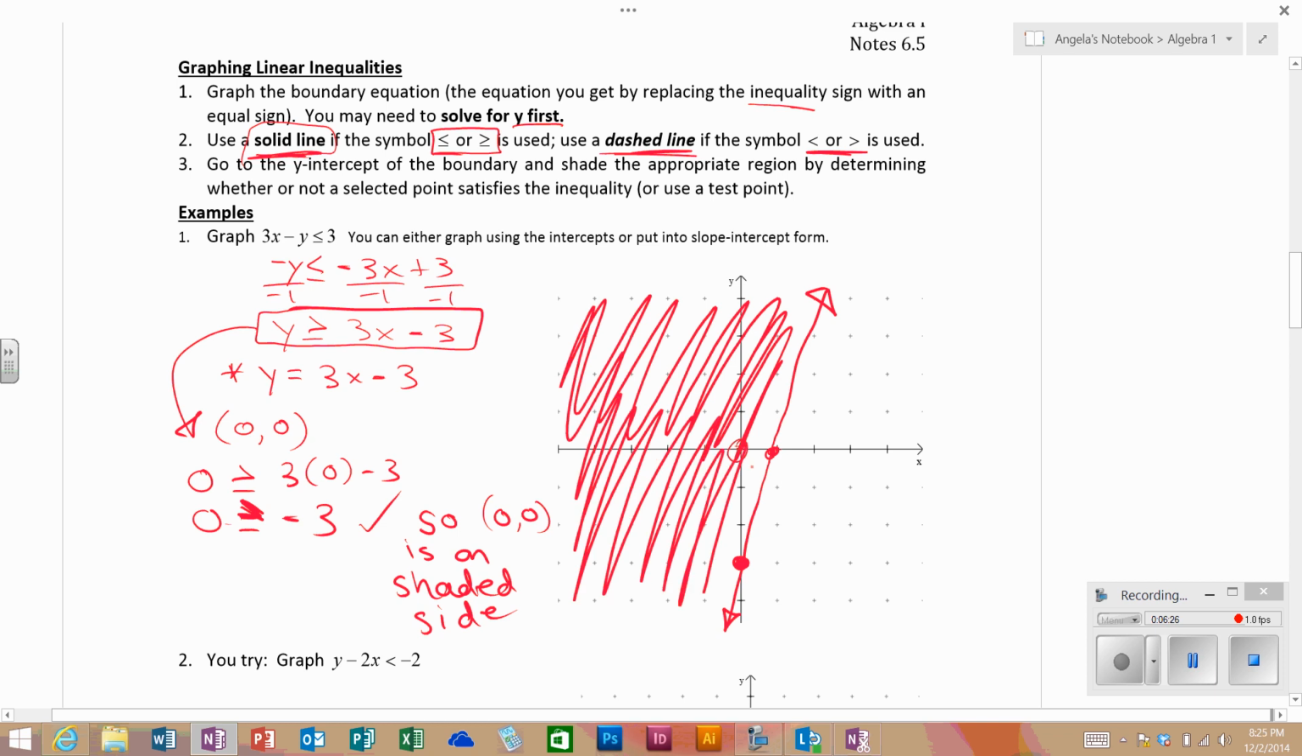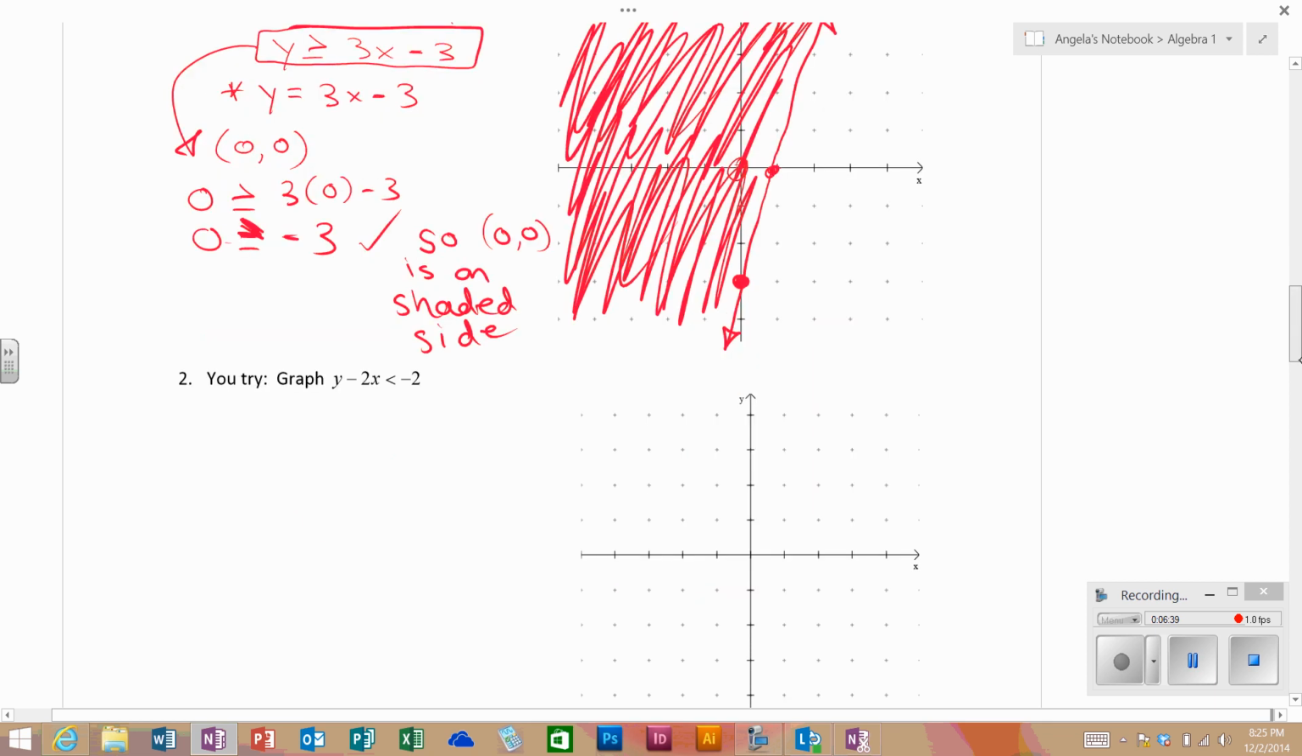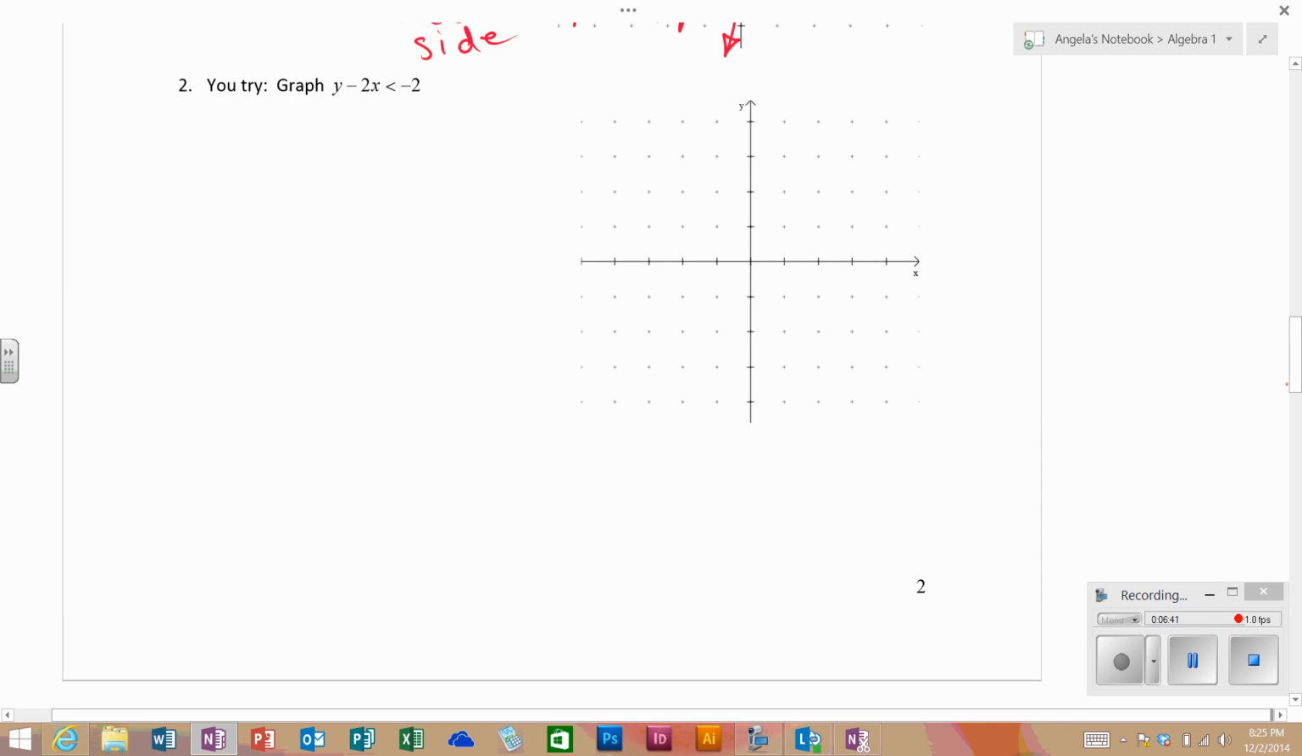So that means the answers are all the stuff on the line or to the left of it. Those are all the solutions because it's an inequality. It's not an equation. All right, let's try another one. If you guys would like, you could pause it and try it yourself.